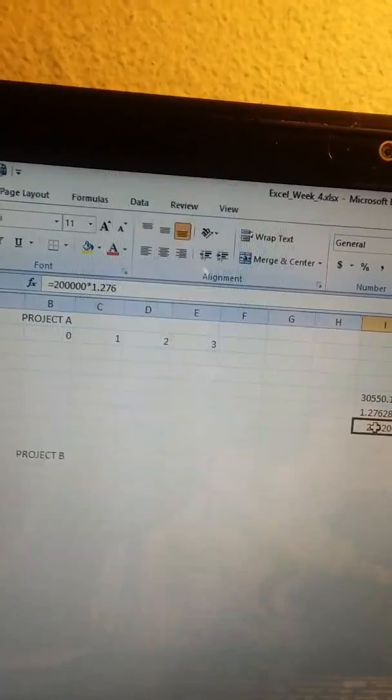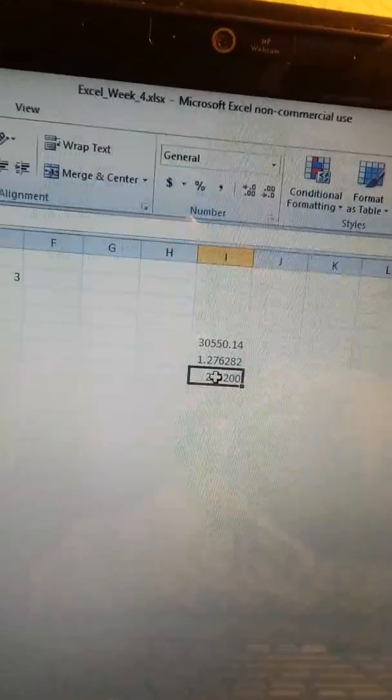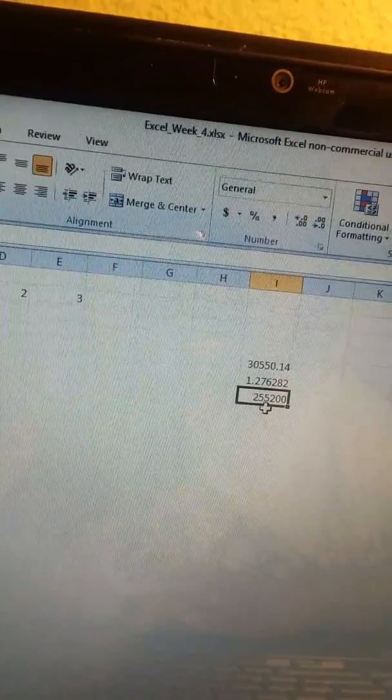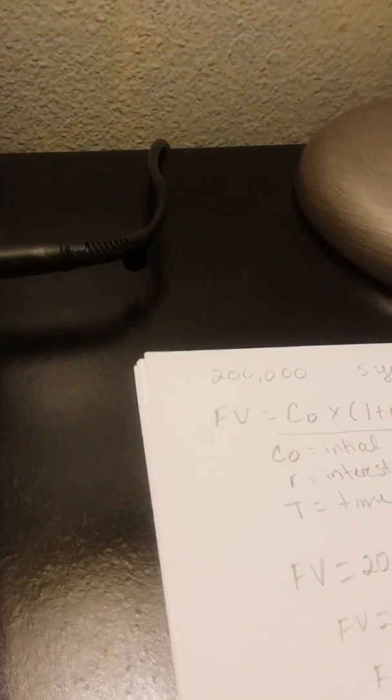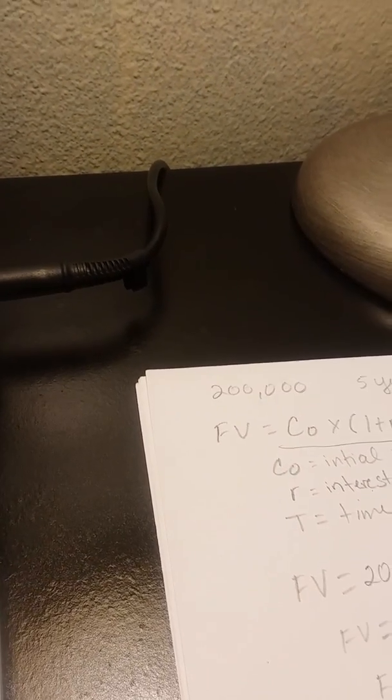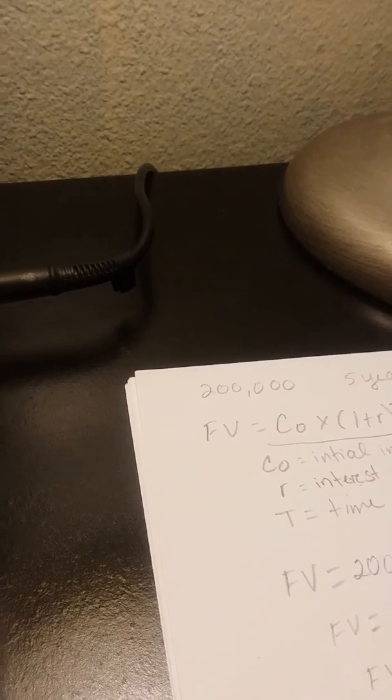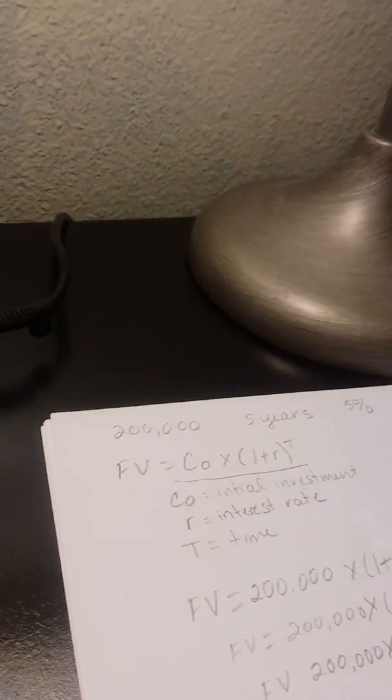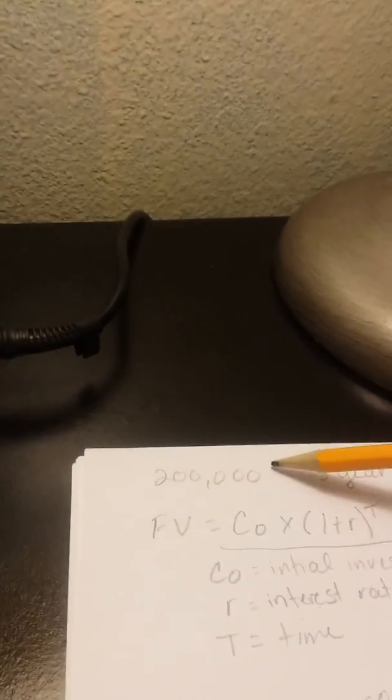And you can always double check, like I said, by looking right here. You got your 200,000 times 1.276, and that's exactly what we had here, 1.276. So we know that we would have $255,200. This is what you would have if you invested your $200,000 for 5 years at a 5% interest rate.